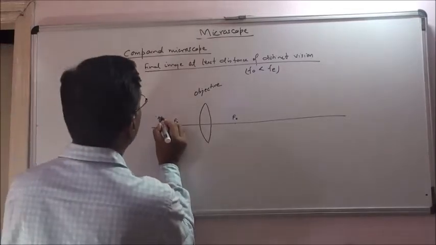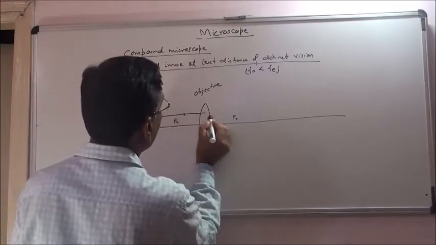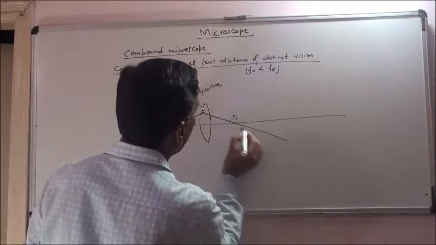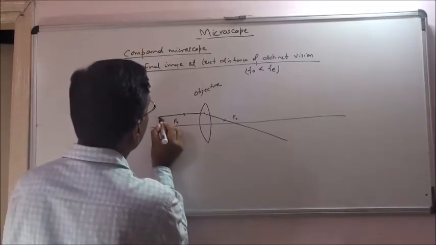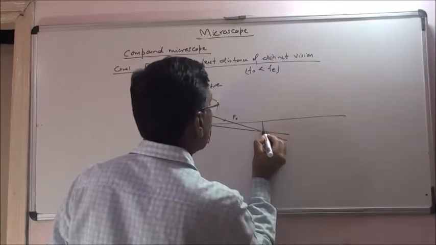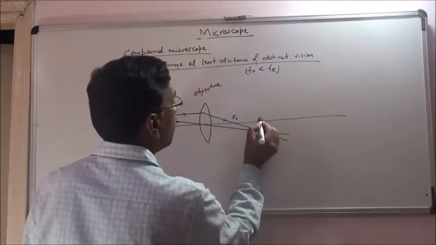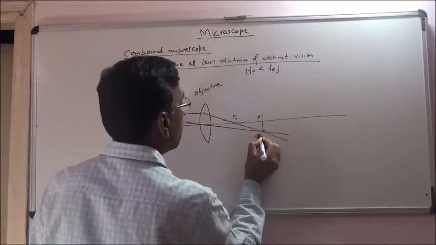Okay, now see what will happen. Object is placed beyond focus. Parallel light ray will pass through focus, and a light ray passing through the optical center goes straight. This is the image formed. If this is AB, let me call it A dash, B dash.